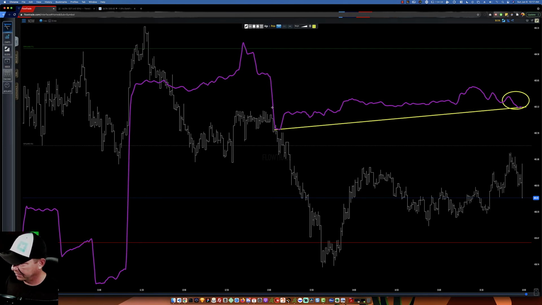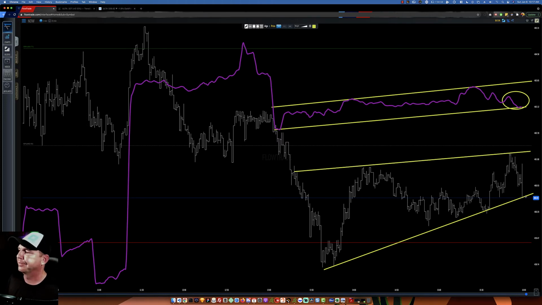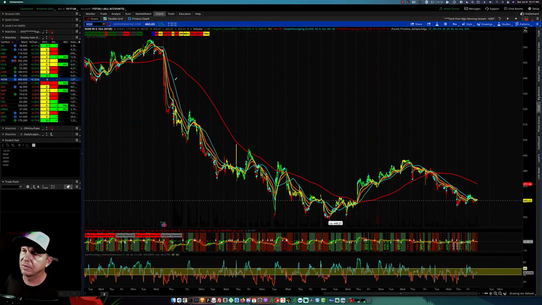All right, you see this little channel that it's consolidating within? I need to break through that channel. All right, so a break of that, which we could be poised to do, right? Kind of the same deal here, rising wedge. A break of that, and we've got room to move. So now on the daily, wow, we got a lot of room.